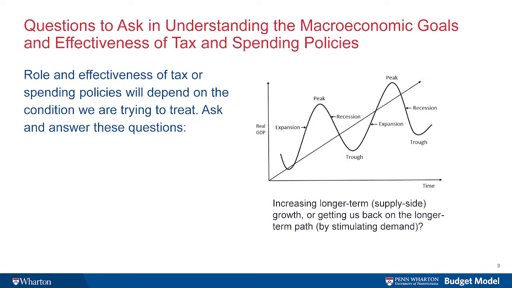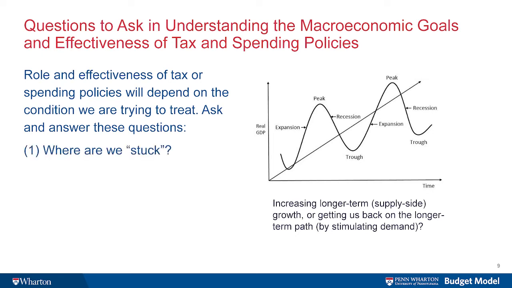So in understanding the macroeconomic effects of tax and spending policy, I like to frame this as there are a few questions you should ask in figuring these macroeconomic effects out. The role and effectiveness of tax or spending policy is going to depend on the condition we are trying to treat. And so there are a few questions that we should ask before we figure out what kind of policy will do the best job. First, where are we stuck?